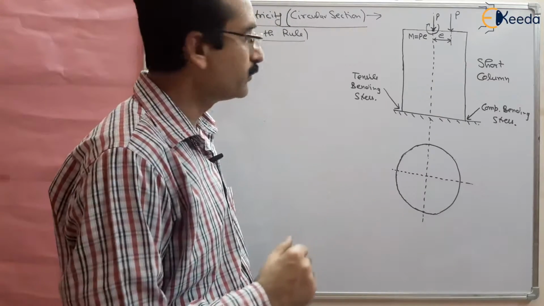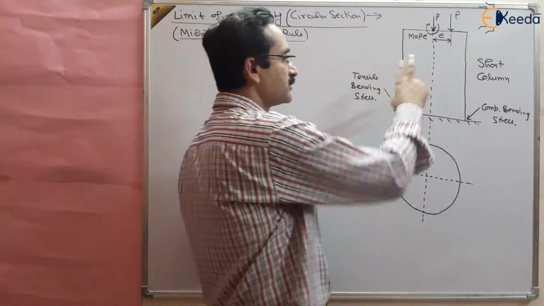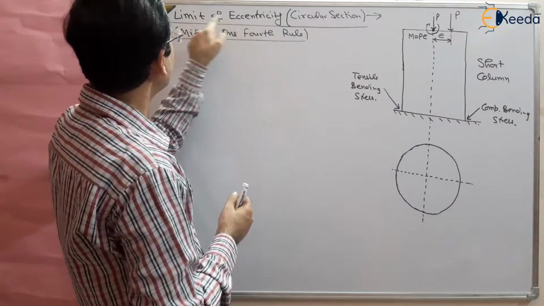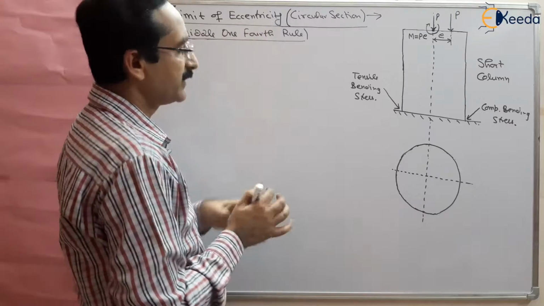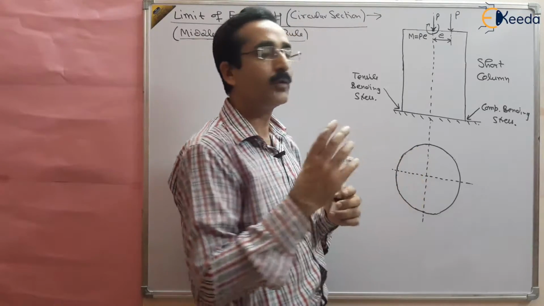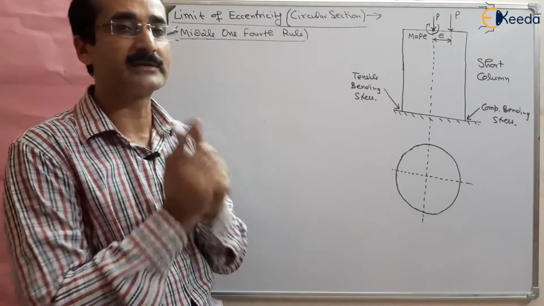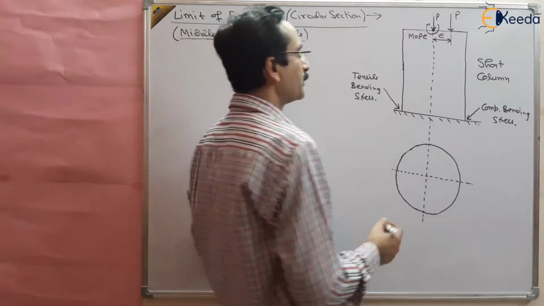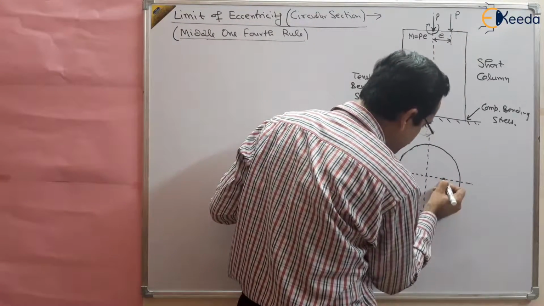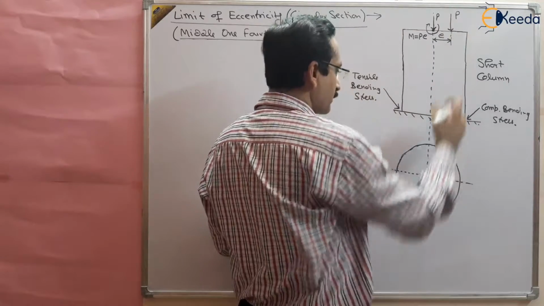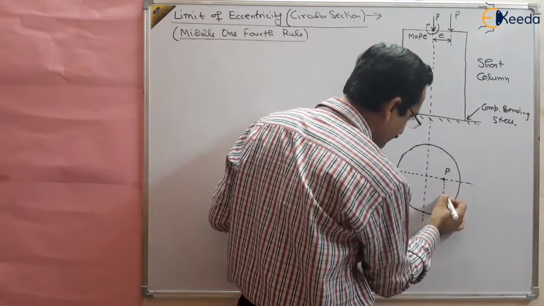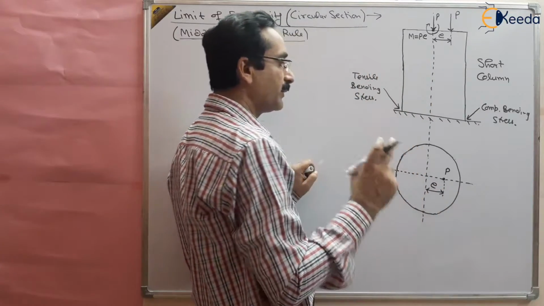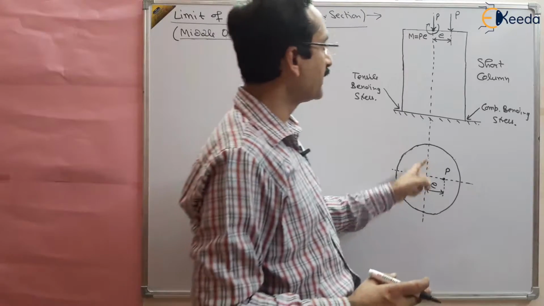So what can we do? We can keep the eccentricity under a certain limit. If it is under a certain limit, that's why the name is limit of eccentricity, then there will be only compressive stresses and no tensile stress developed in the material, and the material will be safe. So let us suppose we have applied a load P, seen from the top, at a distance of this. And we want the limit of eccentricity such that there should not be any tensile stress.